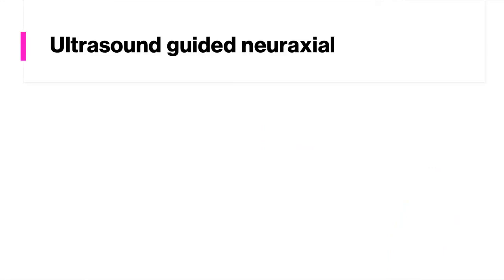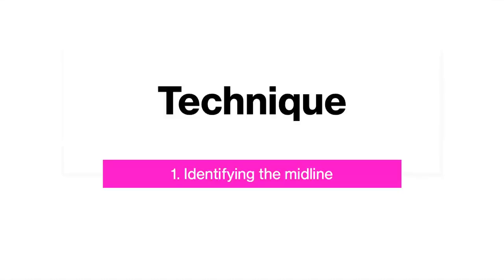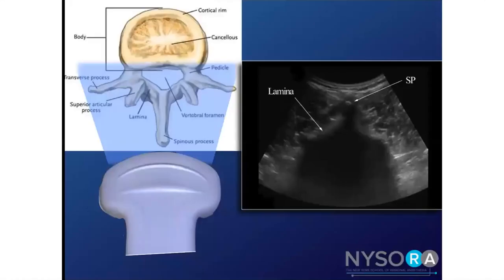Now moving on to the ultrasound-guided neuraxial technique. A meta-analysis showed that compared to the landmark technique, this approach decreased the risk of technical failure and also decreased the number of needle passes. I'm going to be briefly covering the technique. Firstly, one needs to identify the midline. Identifying the midline is achieved by using the curvilinear probe.